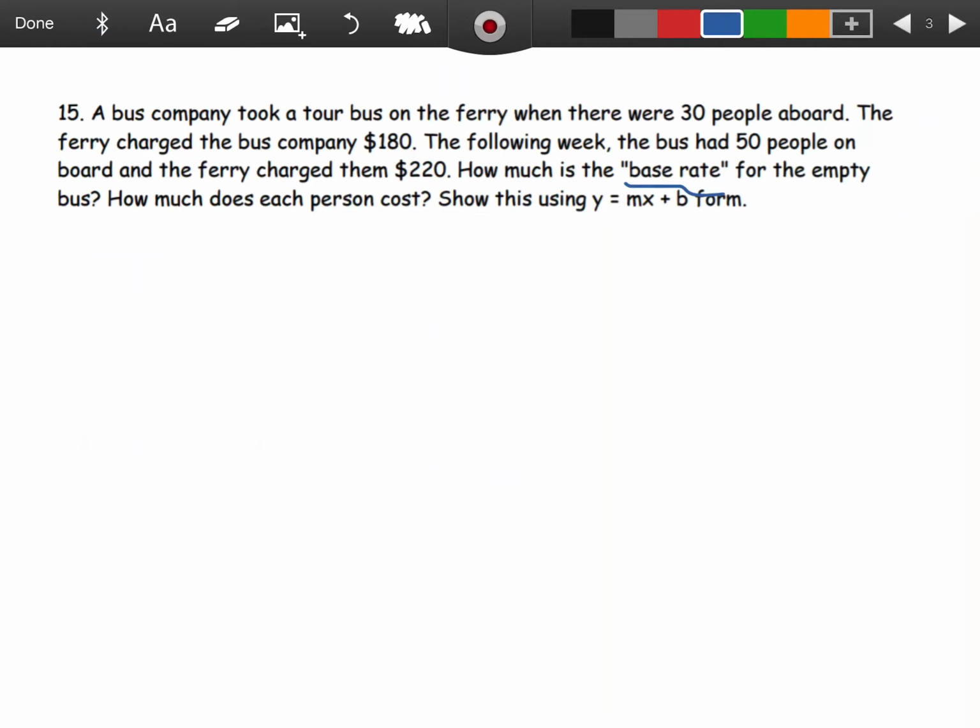All right, so how can we solve this at this point? Well, we know if there's 30 people aboard, $180. We know 50 people on board, $220. And so obviously as the number of people changes, the rate changes. So I could say the number of people is similar to my X variable, and then the charge is going to be my Y variable. So they're really giving me 2 points here. They're saying the point 30, 180 is on the graph, and the point 50, 220 is on the graph.